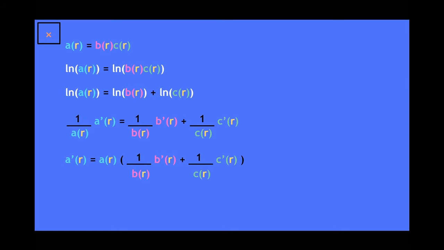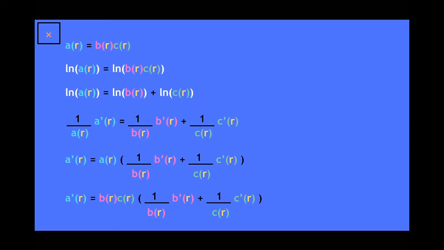From here, let's solve for a prime of r by getting it by itself. So we'll have a prime of r is equal to a of r times 1 over b of r times b prime of r plus 1 over c of r times c prime of r. Now, we know a of r is equal to b of r times c of r, so we can replace a of r with that to have a prime of r is equal to b of r times c of r times 1 over b of r times b prime of r plus 1 over c of r times c prime of r.